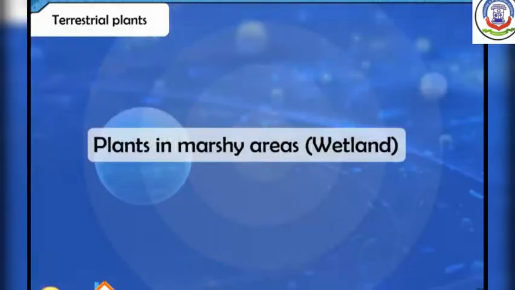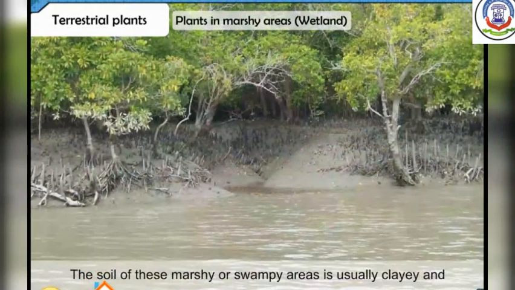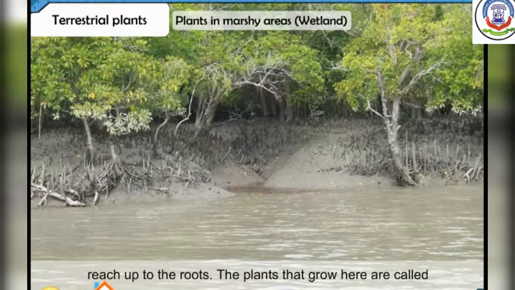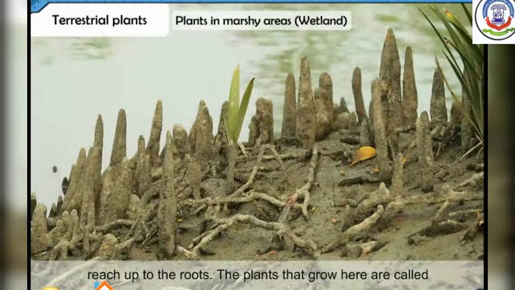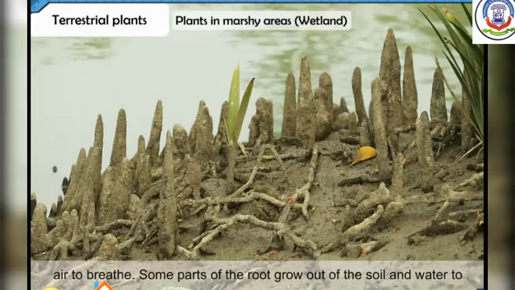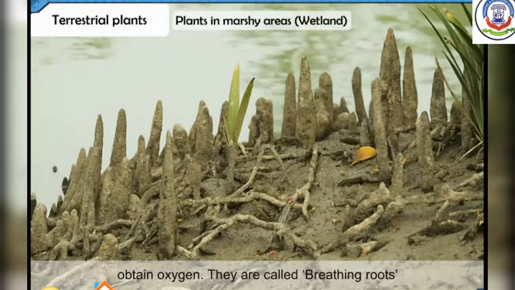Plants in marshy areas, wetland. The soil of these marshy or swampy areas is usually clayey and sticky. It is very difficult for plants to grow here, as the air cannot reach up to the roots. The plants that grow here are called mangroves. Since the soil is covered with water, the roots do not get air to breathe. Some parts of the root grow out of the soil and water to obtain oxygen. They are called breathing roots.